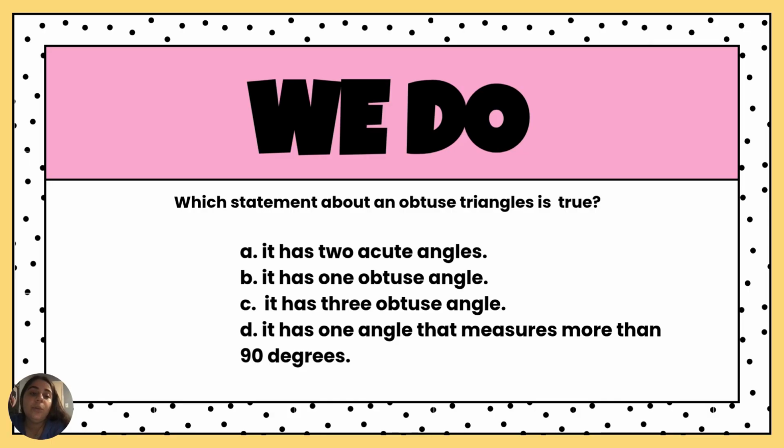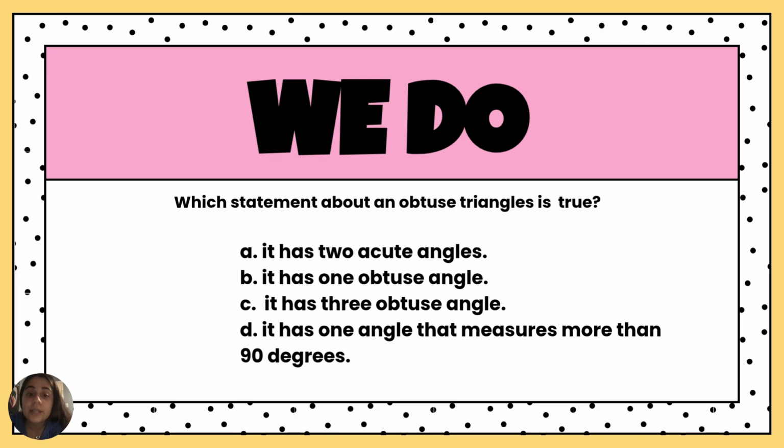So we have another word problem. This one says, which statement about an obtuse triangle is true? What do we know about an obtuse? Yes, that it's big, it's obese, it's going to be greater than 90, okay? So this one says A, it has 2 acute triangles. Is that true? Nope, I don't think so.